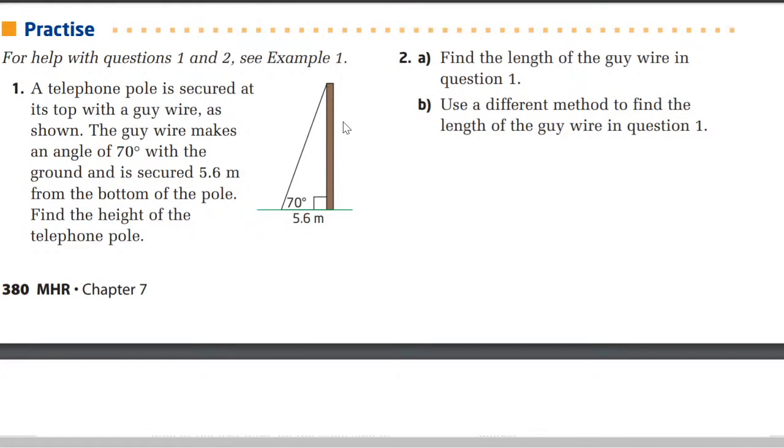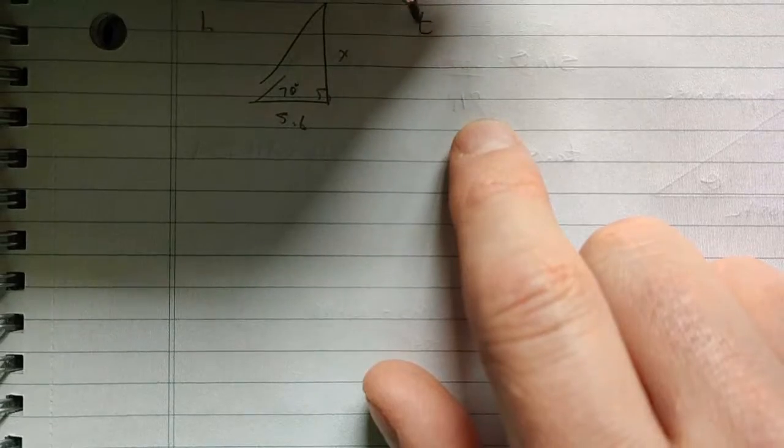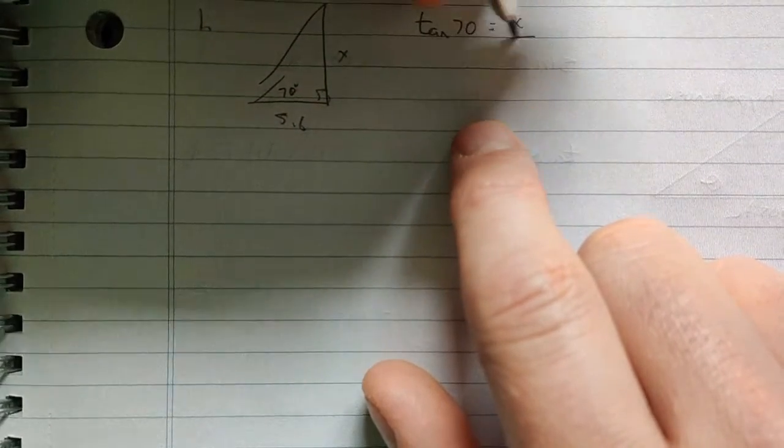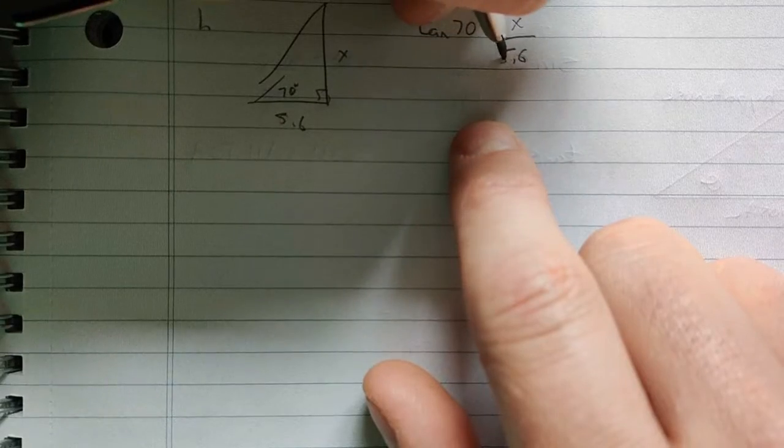The guy wire makes an angle of 70 degrees with the ground and is secured 5.6 meters from the bottom of the pole. Find the height of the telephone pole. So this is just a simple tangent ratio type question. We're looking for the opposite side. We have the adjacent. We have an angle. So we're just going to set up a quick tangent ratio, and we have the 5.6, 70 as our angle, and then there's our missing height. So we'd have tan 70 equals x over 5.6, the opposite over the adjacent.